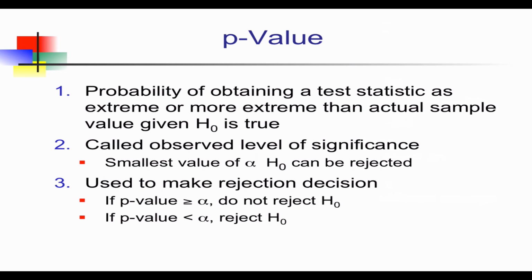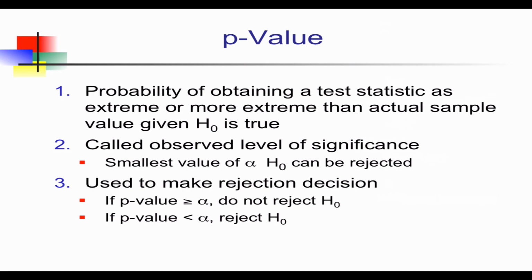The second concept is that p-value is always estimated under the H null. So p-value always talks about the probability given that H null is correct. This is the second concept about p-value. And the third concept is that p-value is a probability under H null of observing the test statistic or even more extreme.